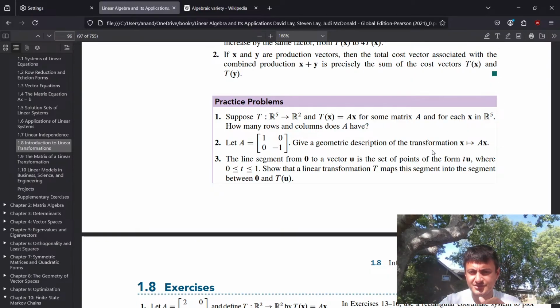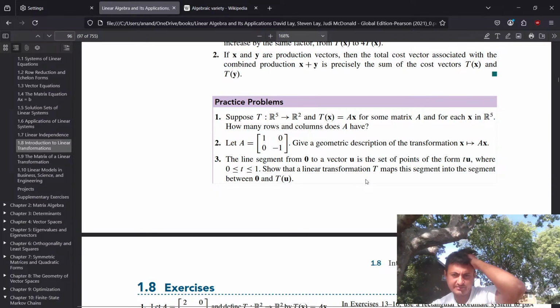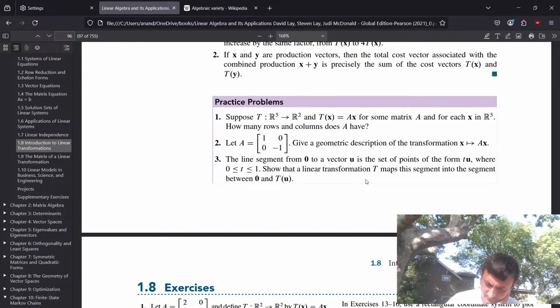The line segment from 0 to a vector u is the set of points of the form tu. Show that a linear transformation T maps this segment into the segment between T(0) and T(u). Okay, so let's just draw a little picture. So you have 0 and then u. Now we're trying to say.